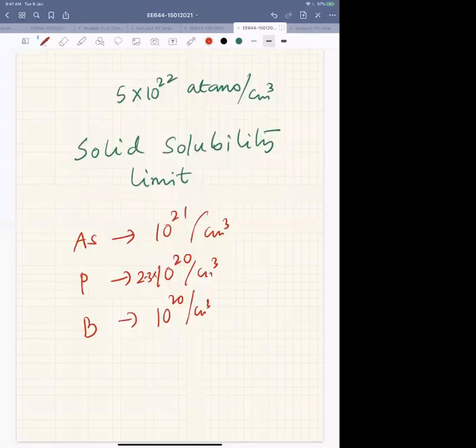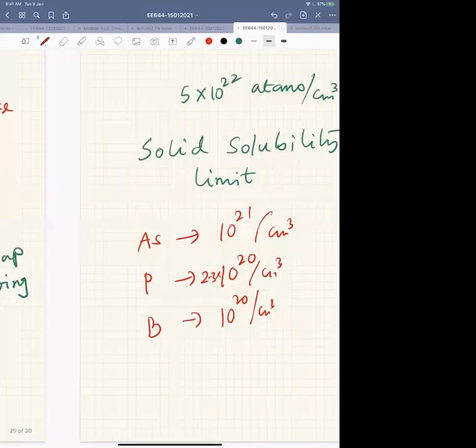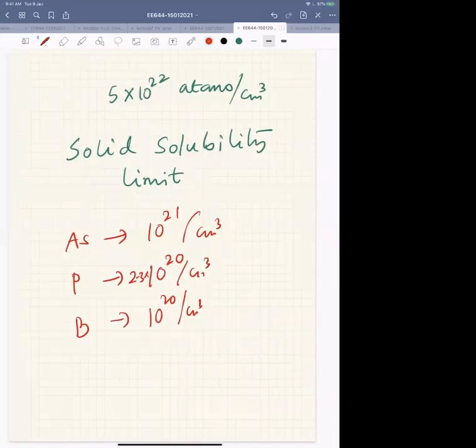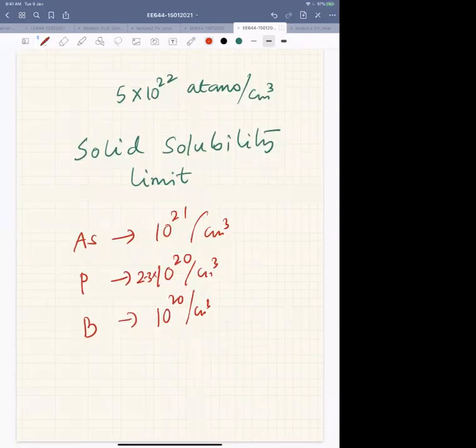All right, so this is about the extrinsic semiconductor. Any questions here, any of you?